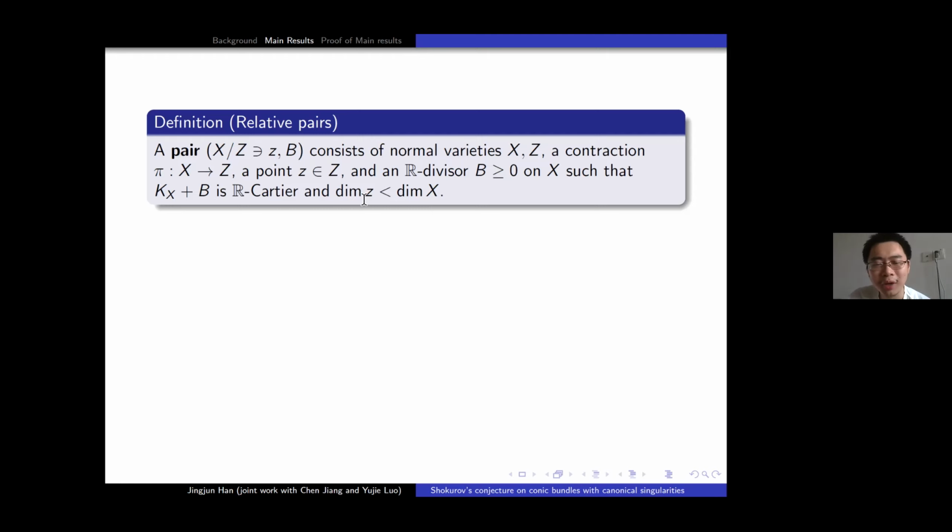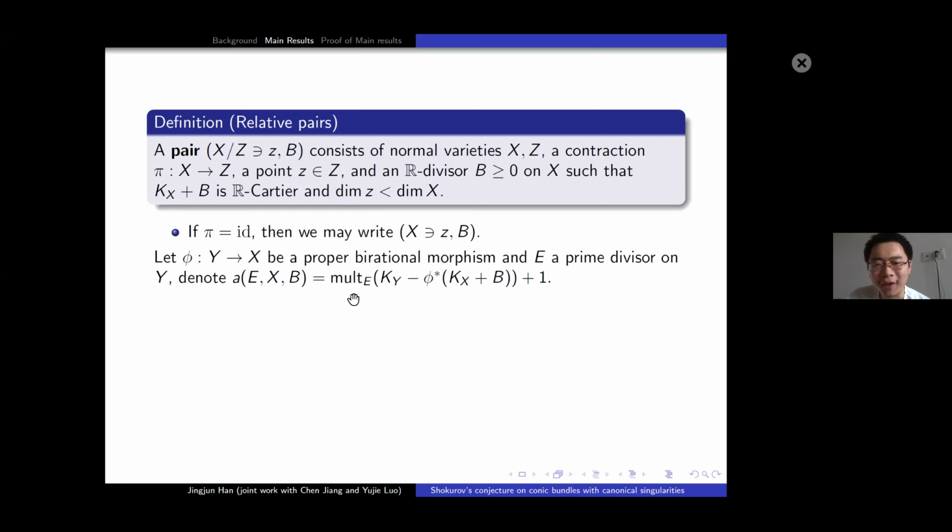If the dimension of small z is equal to the dimension of X, then there are no such prime divisors. For example, if I let X to Z be an identity map, then z is a generic point of X, and there are no such prime divisors over the generic point of X. And if pi is the identity map, then we may write (X, B) instead of (X/Z ∋ z, B).